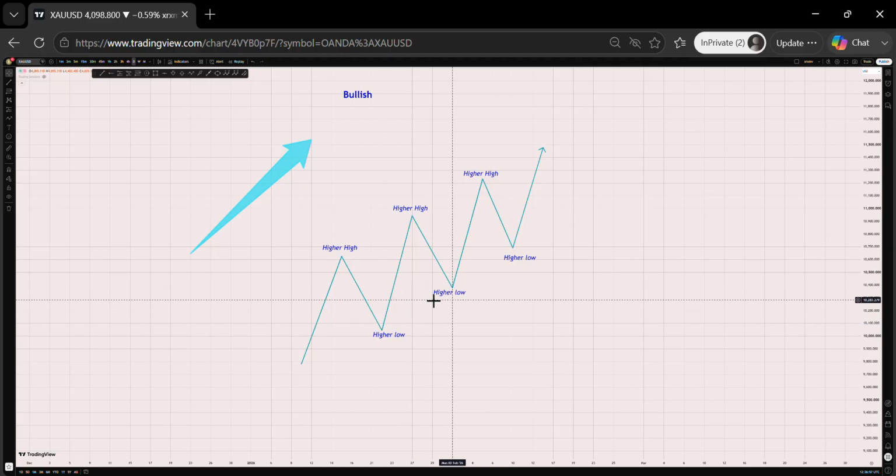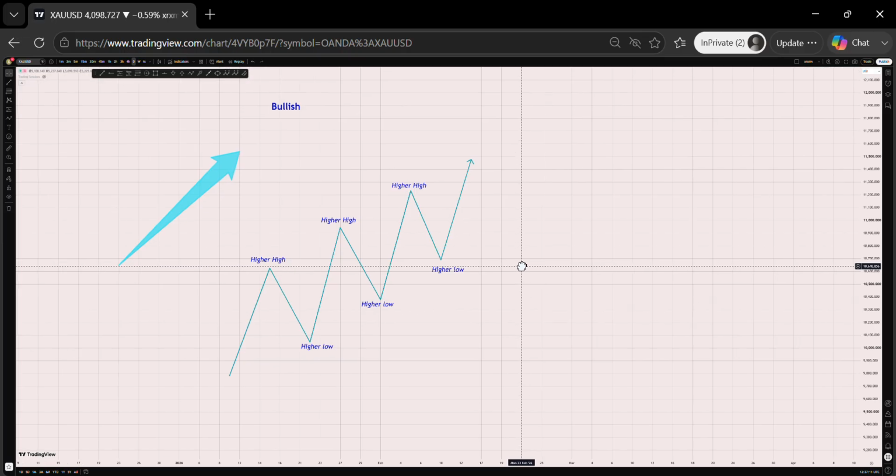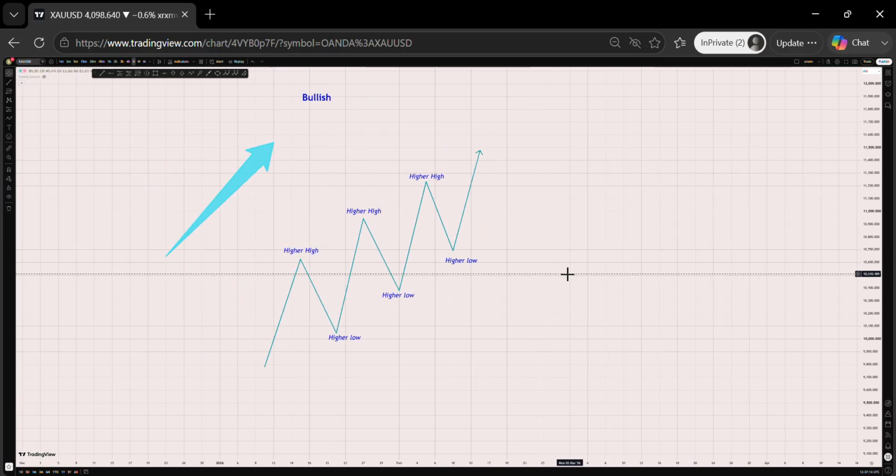Okay, and so when you see a market moving in this character, you call it a bullish market. And then it's important to take note of the higher highs and the higher lows and the higher highs and the higher lows. Okay, so these are the outstanding characters or the two main characters of a bullish market. Now let's consider a bearish market.